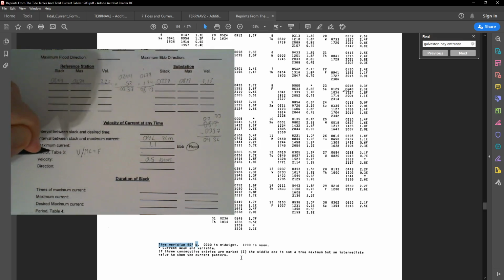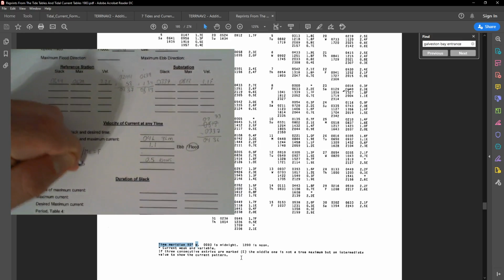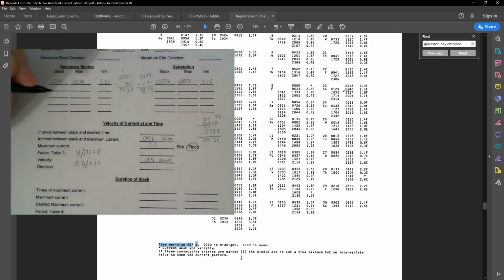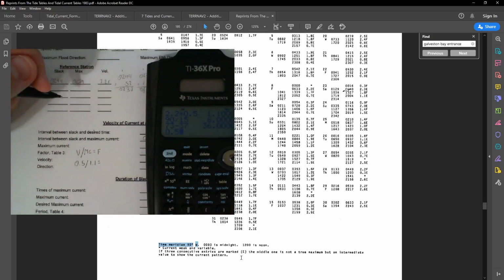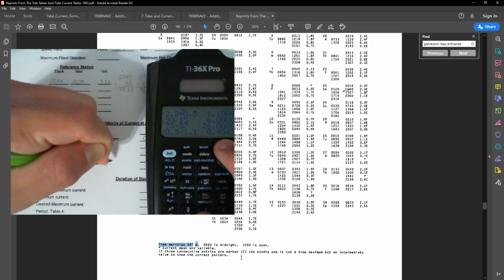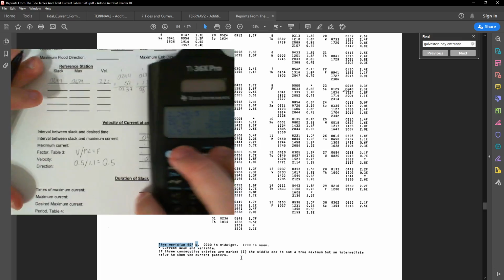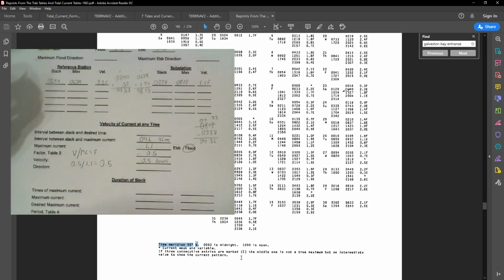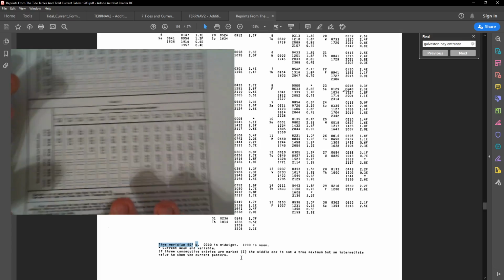The factor is what you'll use to add to the slack to find the given time. So V in this case is 0.5 divided by 1.1, which would be 0.45, which in this case we are using tenths, so round up to 0.5. Alrighty, now that we have our factor, we can go on over to table 3, the velocity of a current at any time.